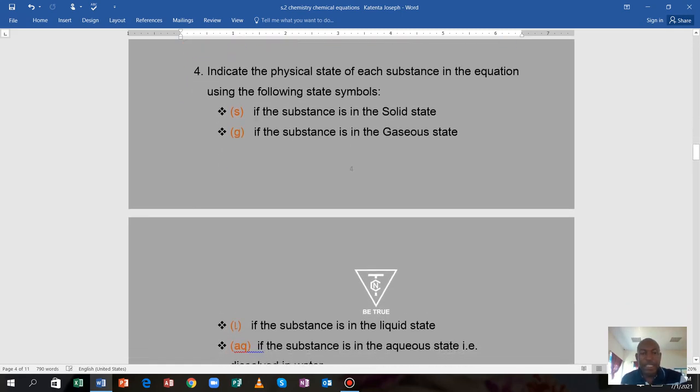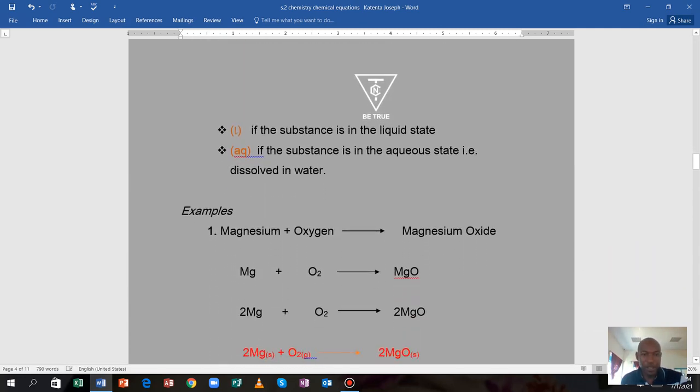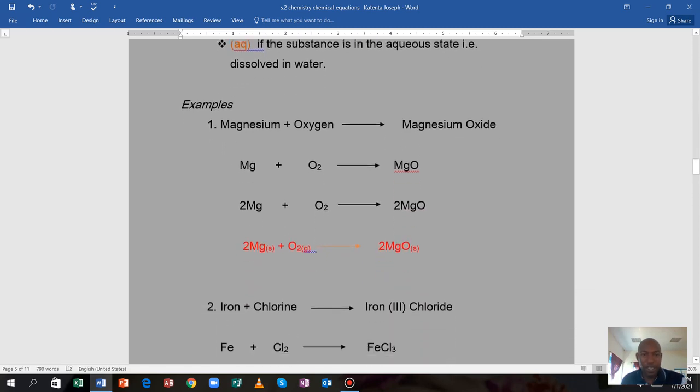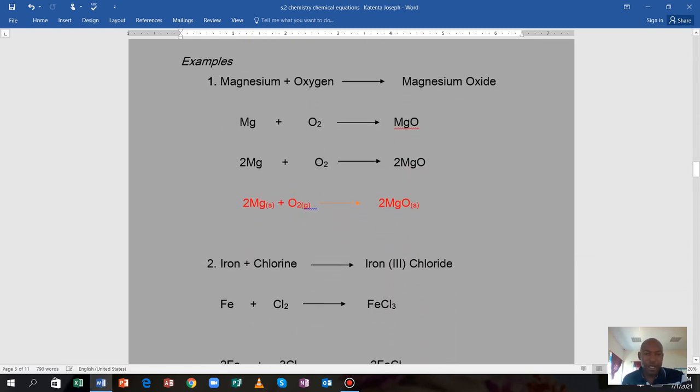Step 4. Indicate the physical states of each substance in your equation using the following state symbols. If the substance is a solid, use s as a subscript. If the substance is gaseous, use g. If the substance is liquid, l. And if the substance is dissolved in water, use aq to mean that it is in aqueous solution. Here are some examples so that we can see how to follow the rules.